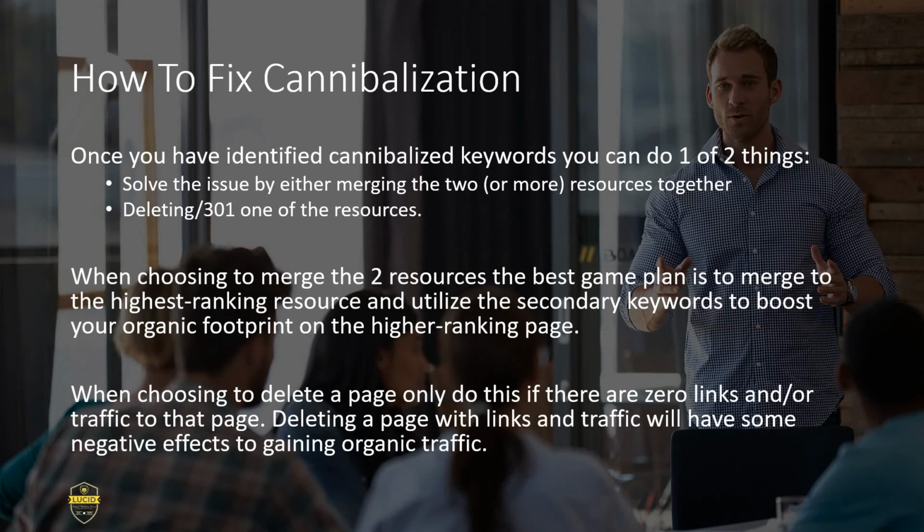The other option that you have is deleting and then doing a 301 for one of the resources or pages that you're using. Now, when you're choosing to merge the two resources, the best game plan is to merge the two highest ranking resources and utilize the secondary keywords to boost your organic footprint on the higher ranking page. And if you're doing this, you really want to ensure that for the existing page that you're deleting or merging, you do a 301 for it. That way, when the search engine goes to look for it, it gets redirected to the primary page that you merged.